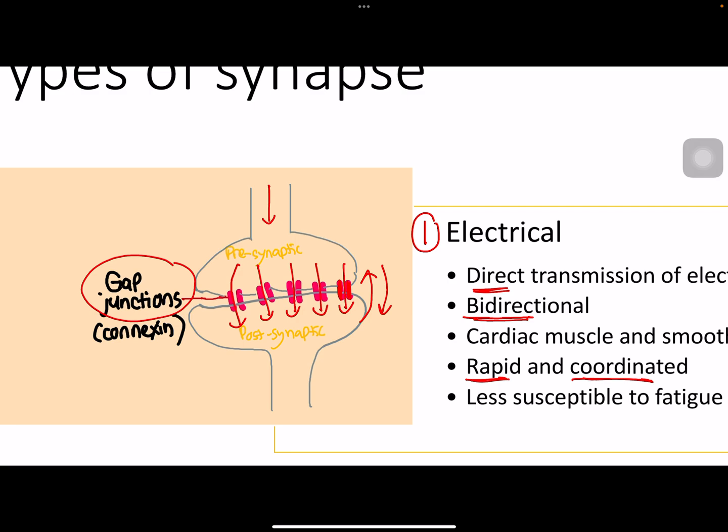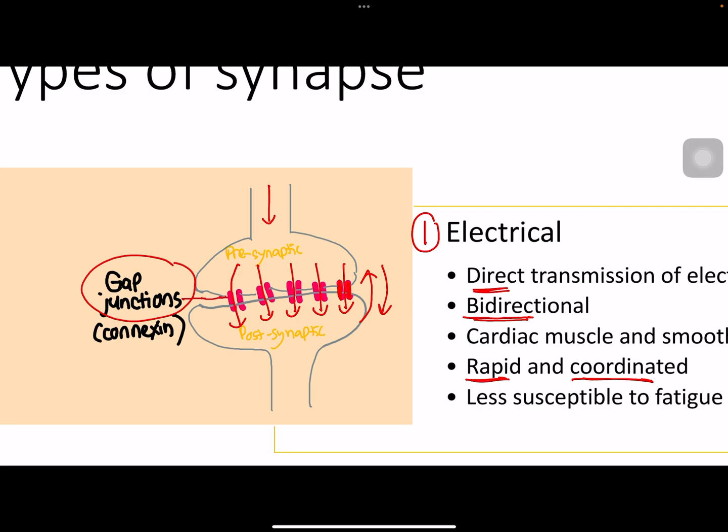If you think about the cardiac muscles, okay, think about the ventricular myocytes, the cells in the ventricles, which need to pump out the blood so that the blood can be ejected to the other parts of the body. Now, to do this, the whole of the ventricle needs to contract at the same time. It needs to be rapid and it needs to be coordinated. Therefore, electrical synapse is very crucial in this tissue.